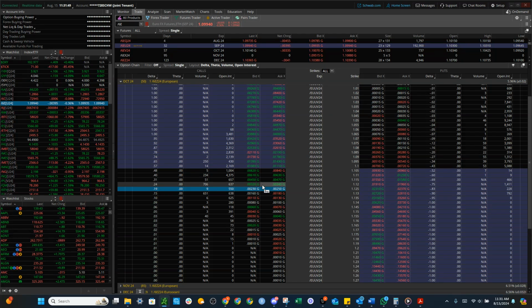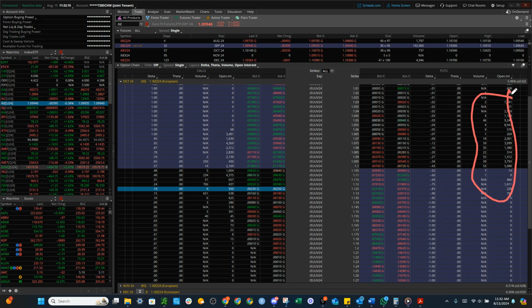Now volume is basically how many contracts have traded today, either opened or closed. And open interest is how many are actually open right now. So look at the open interest here again. This is the open interest column. There are this many open contracts in this currency currently. Same on the put side. This is the open interest and volume column.